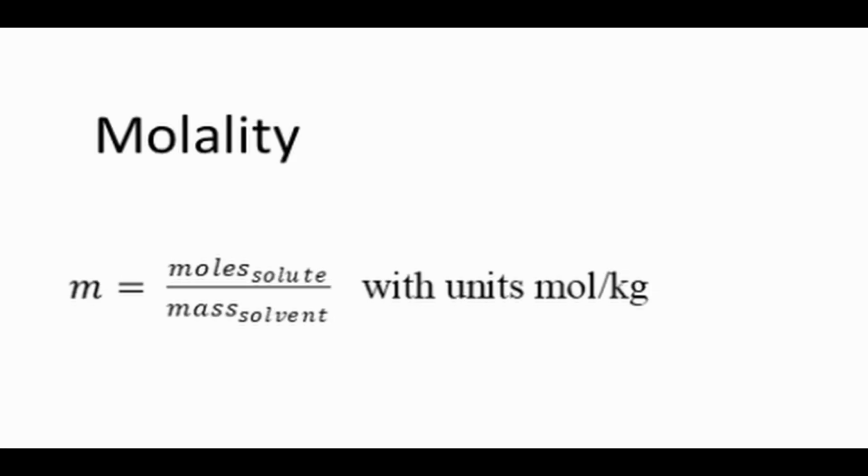Molality is defined in terms of moles of solute divided by kilogram mass of solvent. Molality has units of moles per kilogram. The notation symbol for molality is usually a small m. The defining equation for molality is shown. Molality equals moles of solute divided by kilograms of solvent with units moles per kilogram.